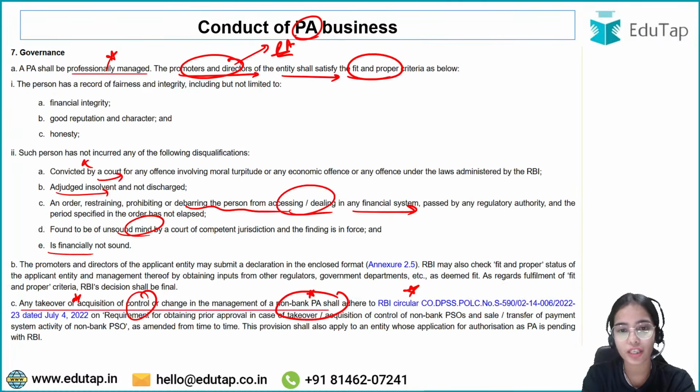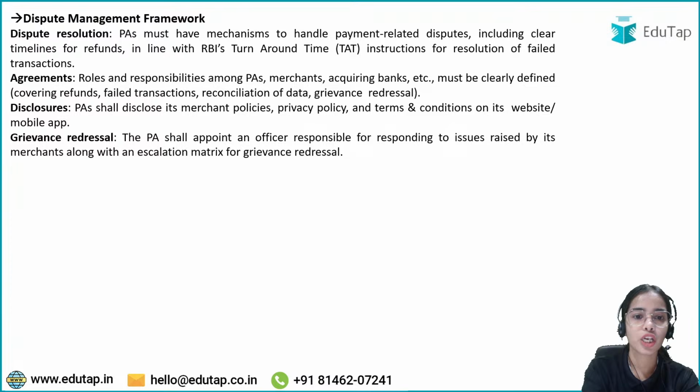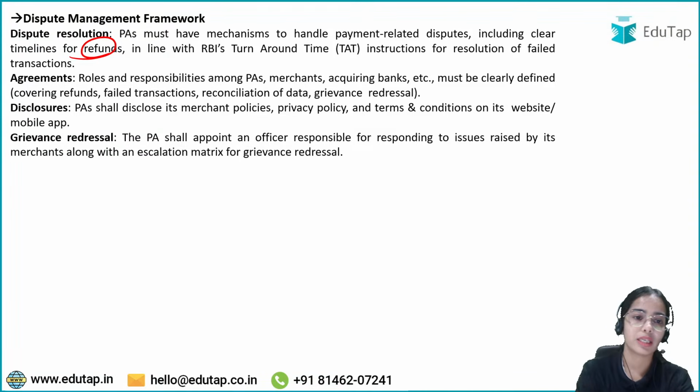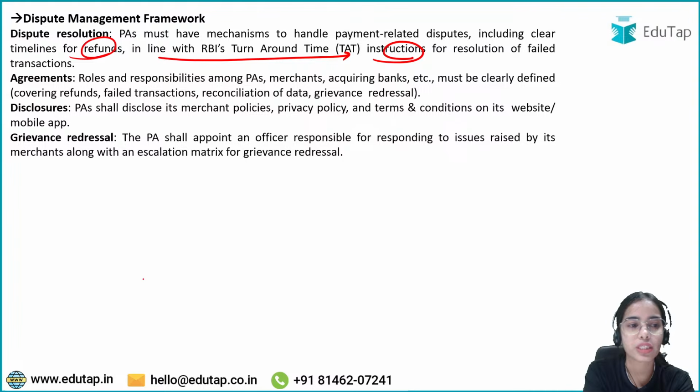The payment aggregator should have a dispute management framework so that refunds can happen on a timely basis, because customer refunds have to be done, right? When a customer wants a refund, it should be within the proper timeline in line with RBI's turnaround time instructions. So basically dispute resolution: the payment aggregator must have a mechanism to handle payment related disputes.